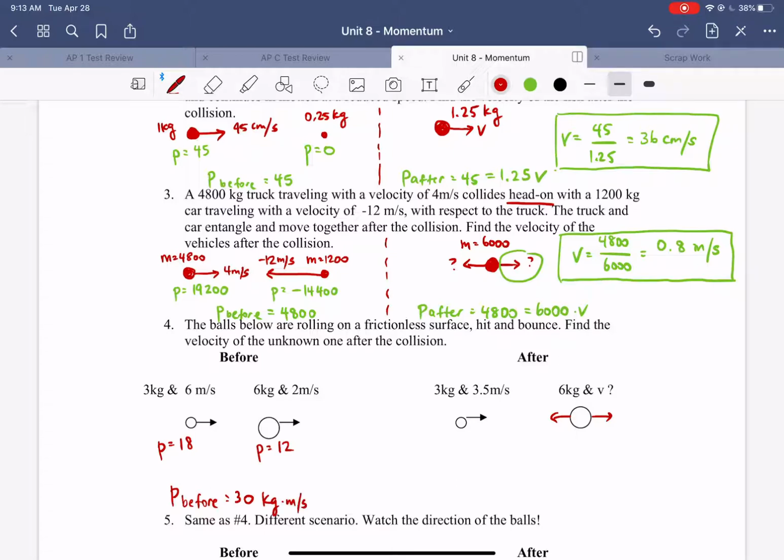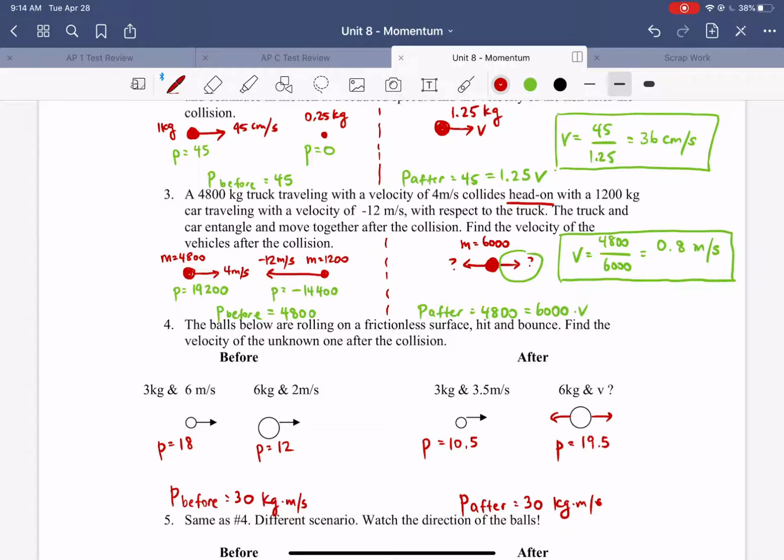All right, so over on the after side, we have a 3 kilogram ball moving at 3.5 meters per second. So if you multiply those two numbers together, you get 10.5 kilogram meters per second. And then the momentum of the other ball is unknown because we don't know how fast it is going. But we do know that the total momentum after the collision must also be 30 kilogram meters per second because it has to be the same as the before momentum. So that means if we add these two numbers together, 10.5 and some unknown value, we have to get 30. So this is just a subtraction problem. What number must you add to 10.5 to get 30? And the answer is 19.5.